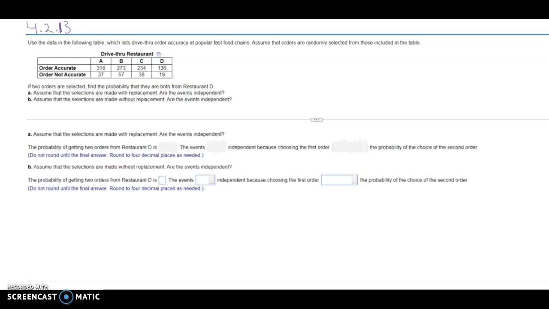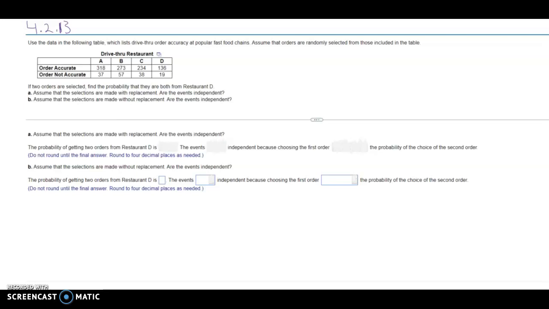Hi, in this video I'm going to go over question 4.2.13 and it reads as follows. Use the data in the following table which lists drive-through order accuracy at popular fast food chains. Assume that orders are randomly selected from those included in the table.